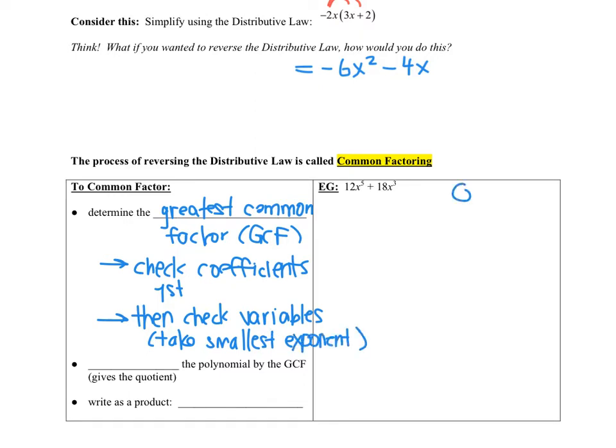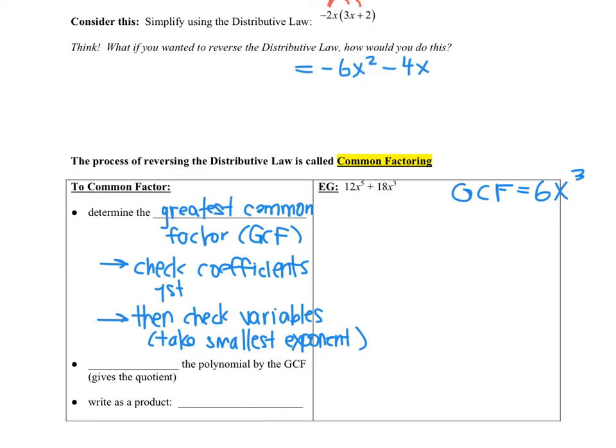Now let's try that for this example. I'm going to figure out what my greatest common factor is. So I look at the 12 and the 18, and I try to think of, okay, what's the largest number that goes into 12 and 18? Well, that's going to be 6. So that's the coefficient out of the way. Now I look at the variables. I have x to the power of 5, and I have x to the power of 3. So the first term has 5 x's in it, the second term has 3. The lowest number of x's I can take out are 3, so my greatest common factor would be 6x cubed.